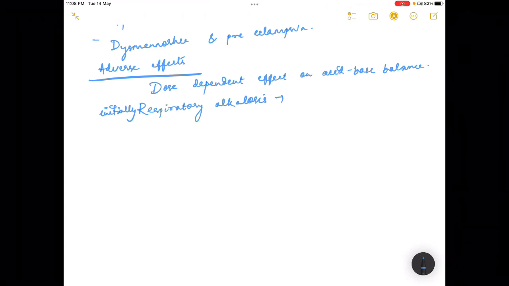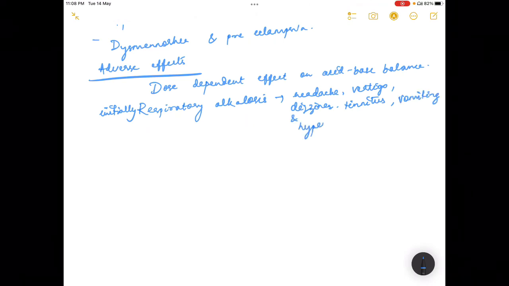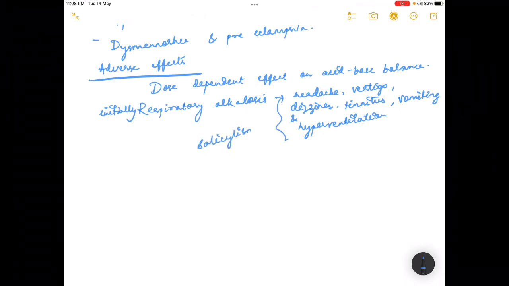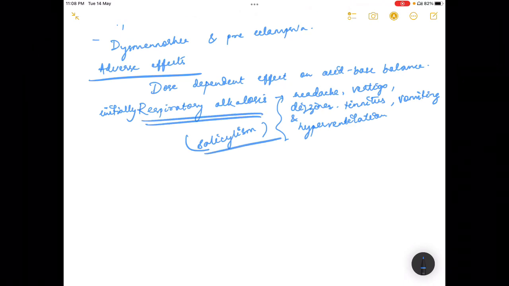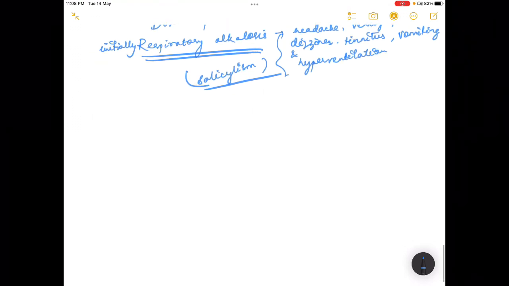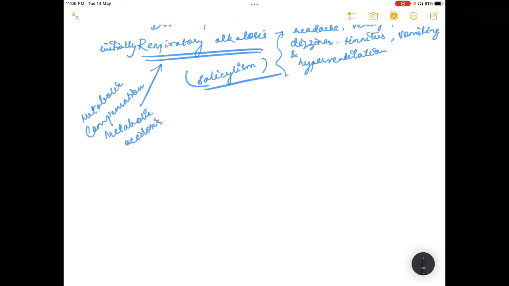And what are the features? The features are headache, vertigo, dizziness, tinnitus, vomiting, and hyperventilation. So all these are called salicylism. And there is respiratory alkalosis. This is followed by metabolic acidosis. So there is metabolic compensation, and this metabolic compensation can result in metabolic acidosis.